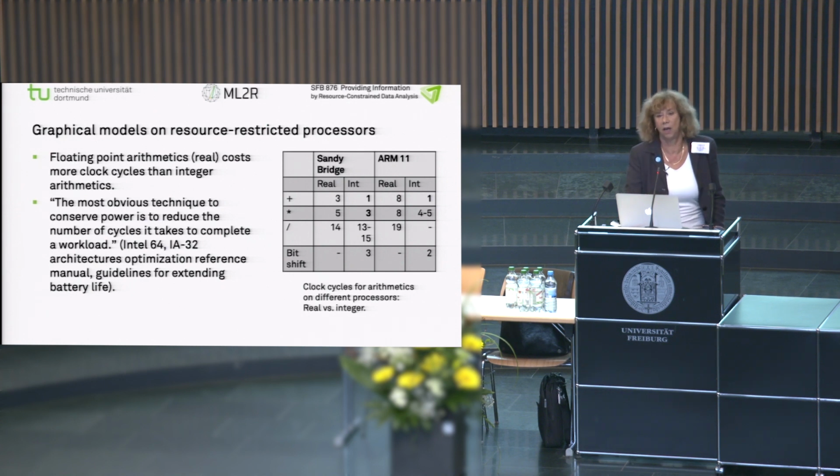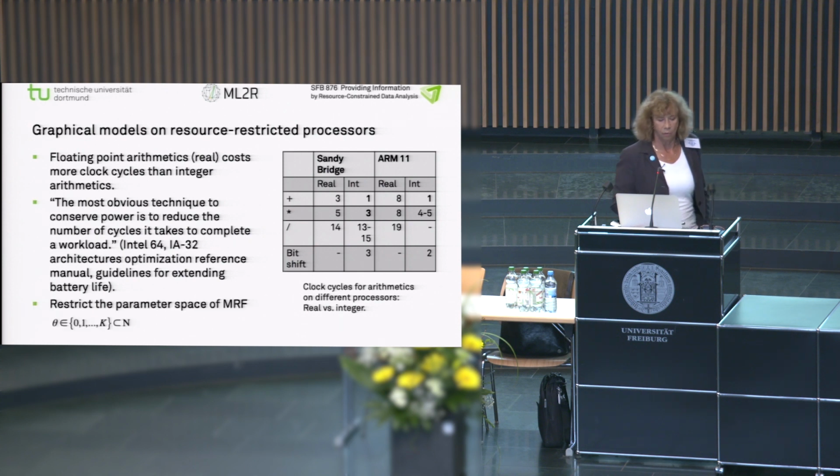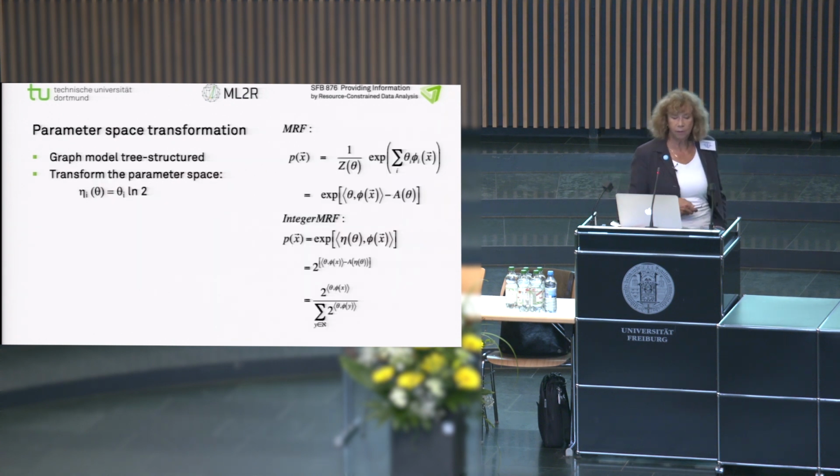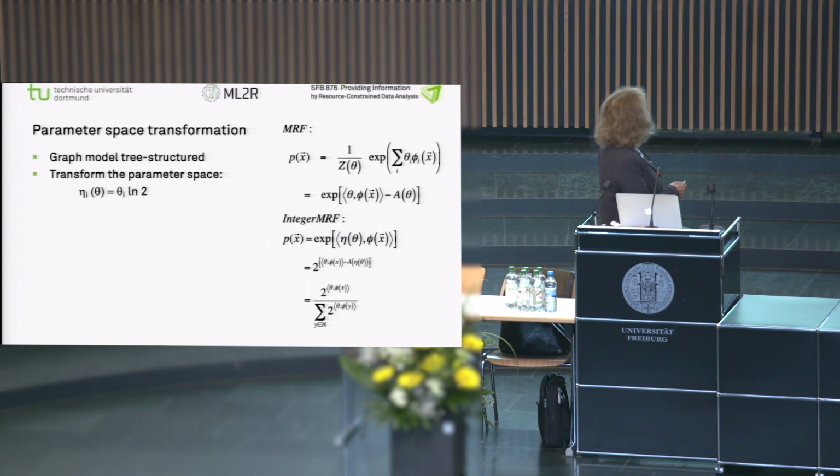energy. Therefore, we are looking at the most complex models, which are probabilistic graphical models, and do them on ultra-low power devices. And so how could we do that? Well, we restricted the parameter space of Markov random fields to a set of capital K parameters and not more. Now, instead of the original formula that I explained, we now have 2 to the power of this. So we have this now as the basic mapping.